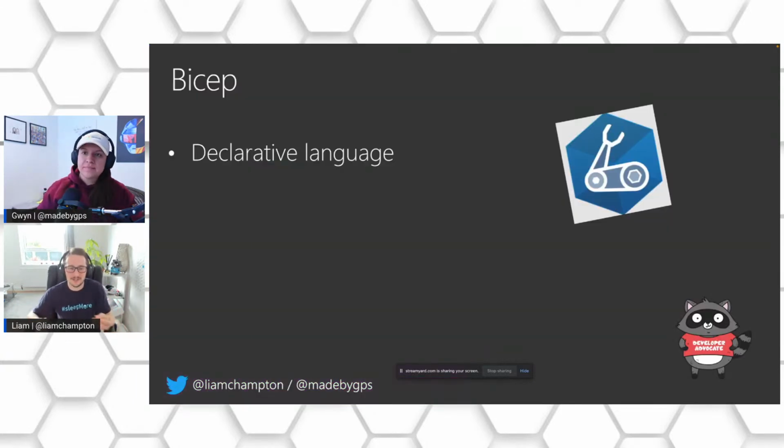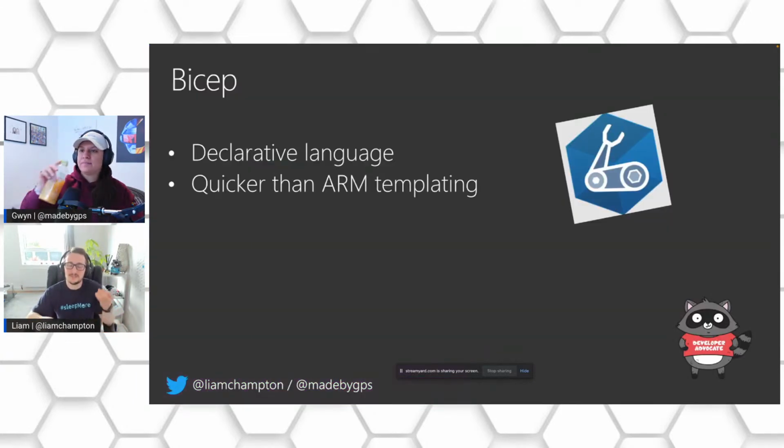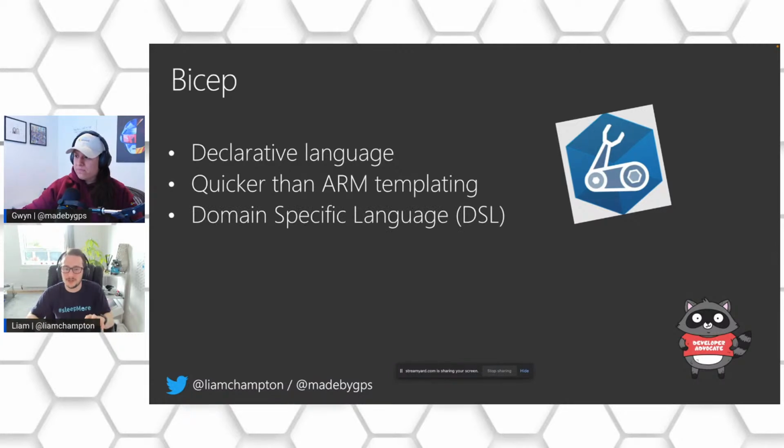It's a declarative language, as we've just established. Second to that, it is quicker than ARM templating, and there's a reason for that. It's a domain-specific language. Now, what happened was ARM templating is essentially JSON. It gets messy, it gets a little bit confusing at times. It's a bit of an arduous task to write an ARM template, which is why in Azure, we give them out to you, right? If you were to go and deploy something, you could download an ARM template because you wouldn't want to have to write it every time.